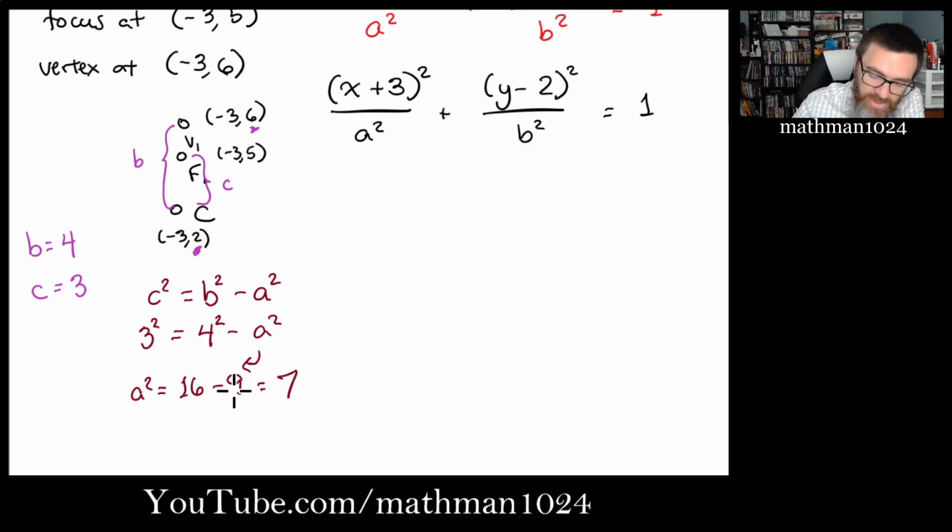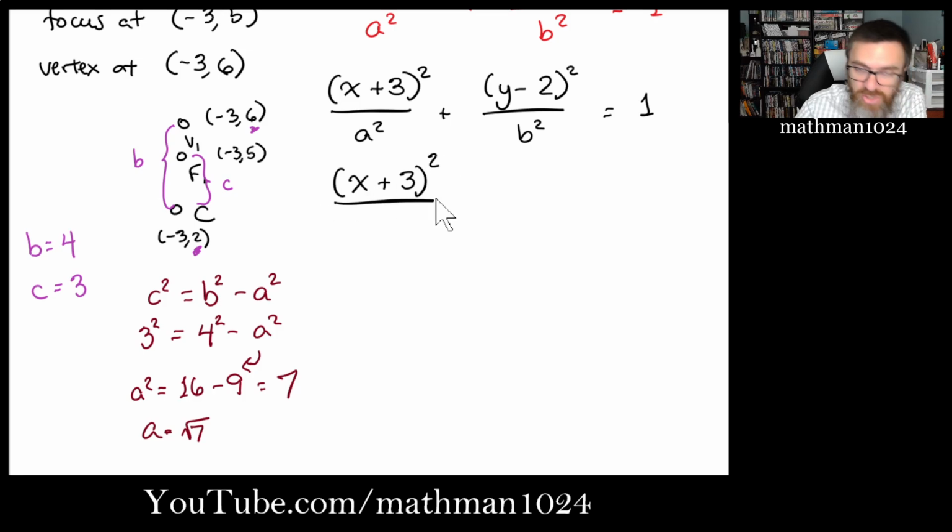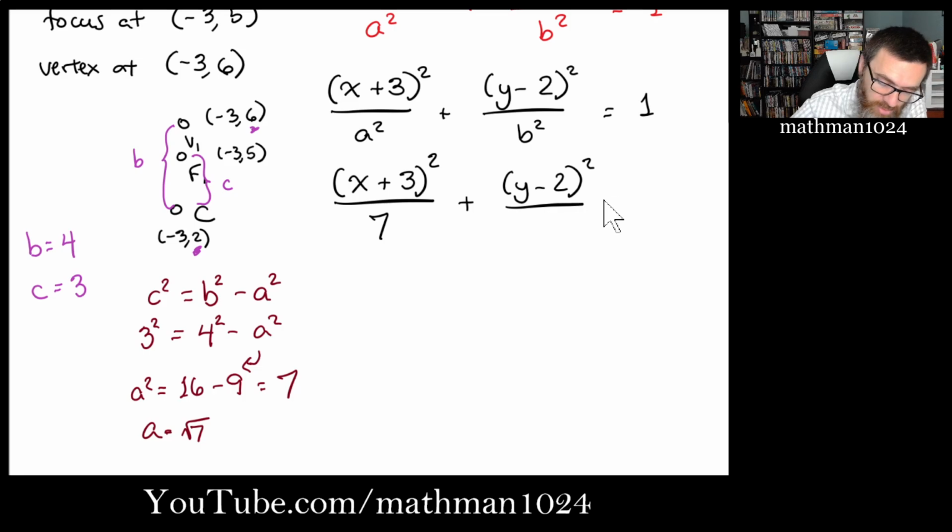So if a squared is 7, that means that a is the square root of 7. So that makes our full equation (x plus 3) quantity squared over a squared. Now don't write square root of 7. It's that squared, so it's going to be 7, plus (y minus 2) squared over b squared, so b is 4, and we'd have 16. And that equals 1.